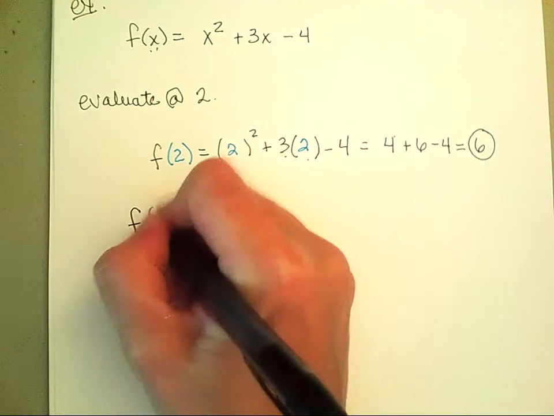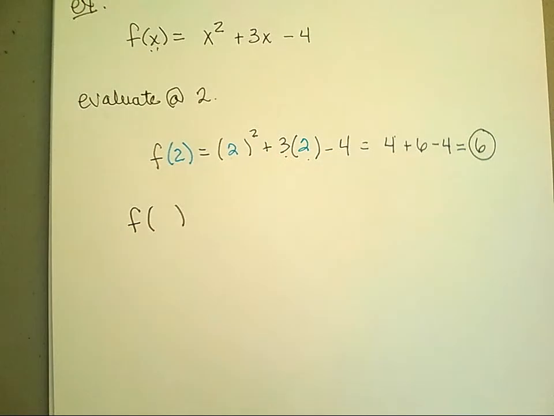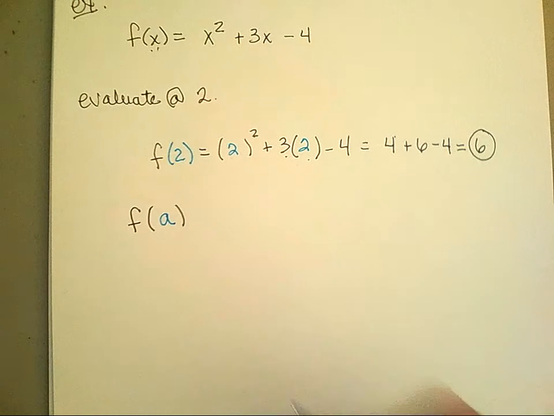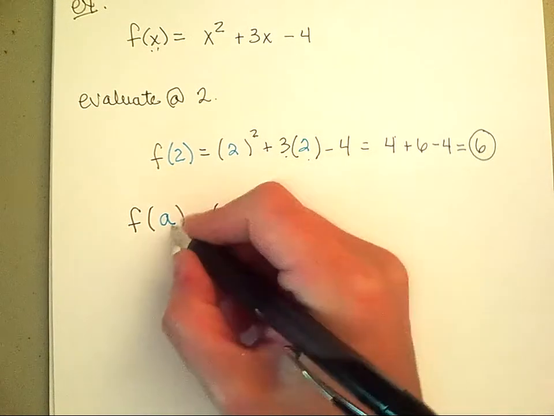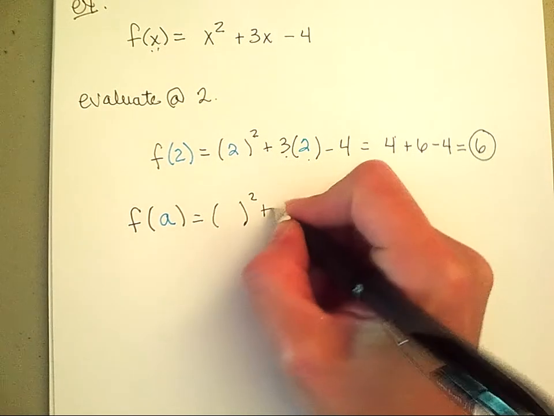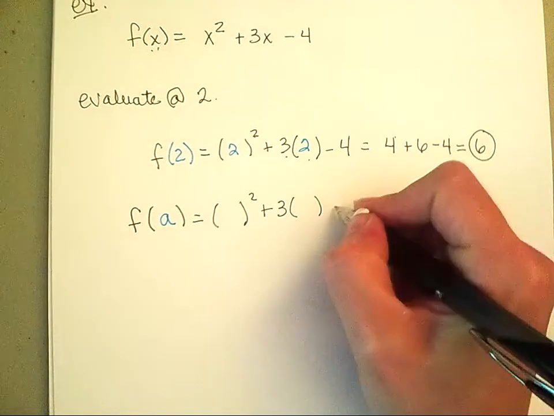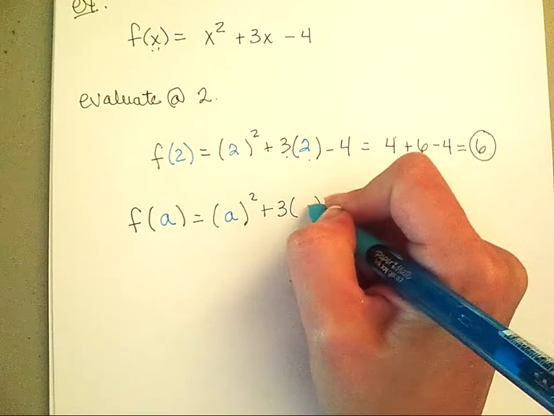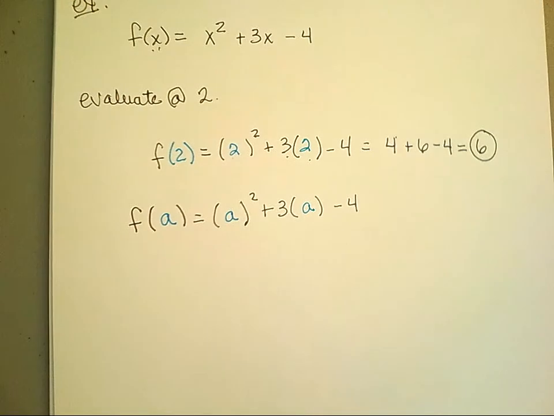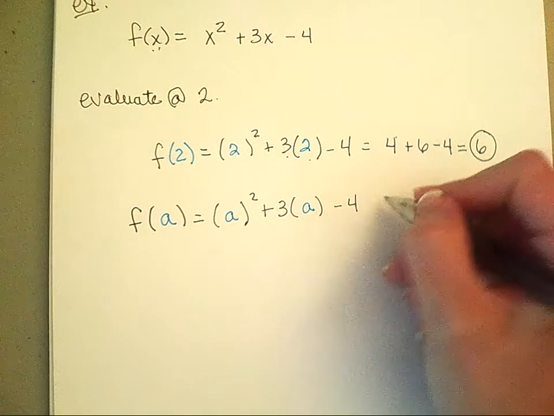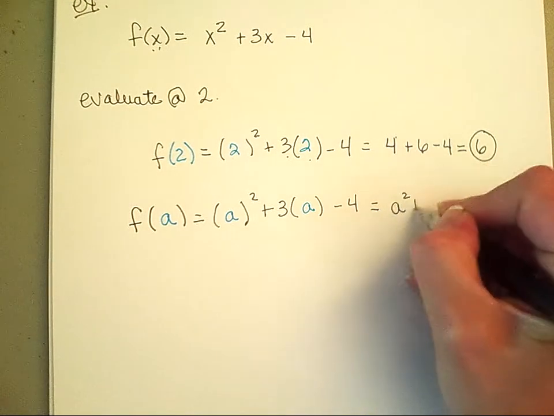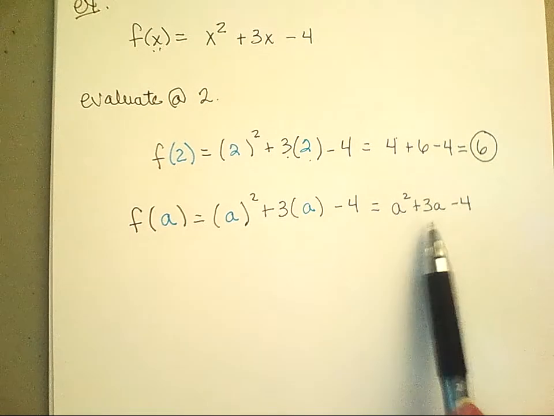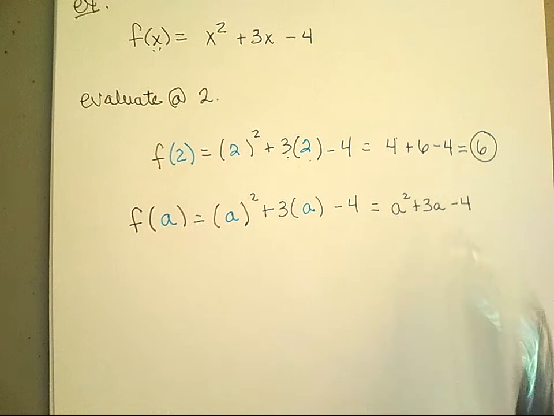We could do a change of variables also. Instead of evaluating our function at x, we could evaluate it at a. We'd read that f of a. But the form will stay the same. Whatever's inside of here gets squared, plus 3 times whatever's inside of there, minus 4. And in this case, we're evaluating at a. And so it just looks like a squared plus 3a minus 4. It's just a change of variables from here to here.